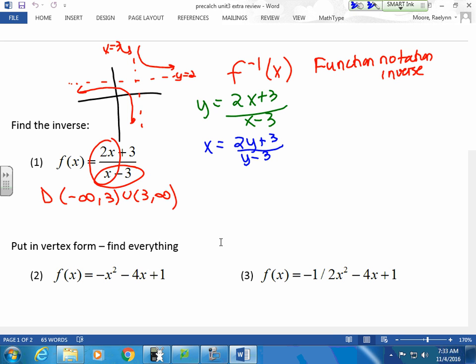I have to solve for y. So now what? Cross multiply. Let's get that denominator out of there. I'm not going to be able to do this with a y in my numerator and a y in my denominator, and I certainly cannot cross out terms. So right now I'm just going to cross multiply this guy.